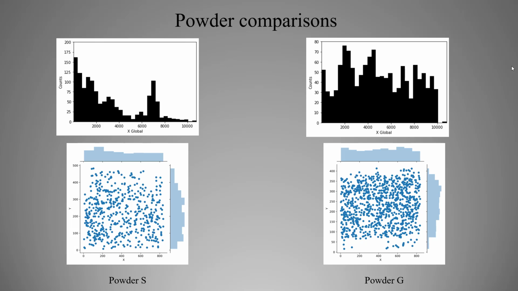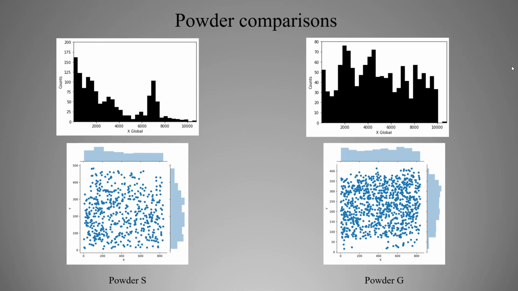Two samples of tantalum powders were tested from two different companies. Two different codes were used in Python to see the differences in the two samples. As we can see in the scatter plot, powder G has more pores compared to powder S. The scatter plots are of the pores distributed in the x direction with respect to the y direction.